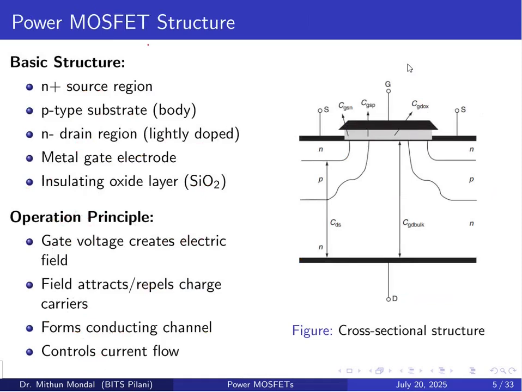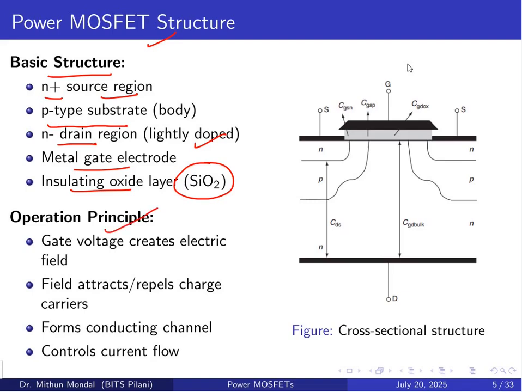When we talk about the power MOSFET structure, the basic structure has an N plus source region. It has a P-type substrate, which is the body, and an N minus drain region, which is lightly doped. It has a metal gate electrode and there is an insulating oxide layer made of silicon oxide.